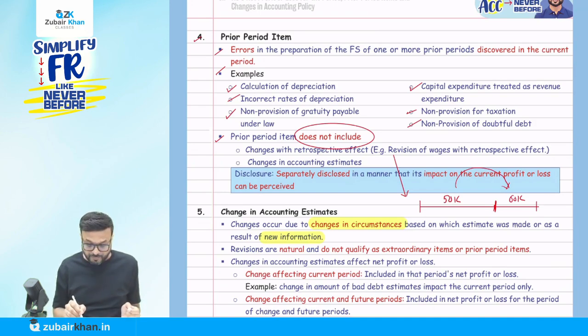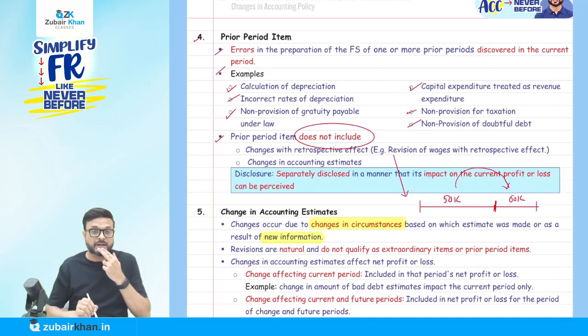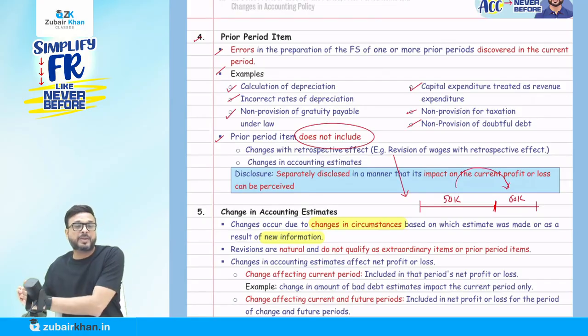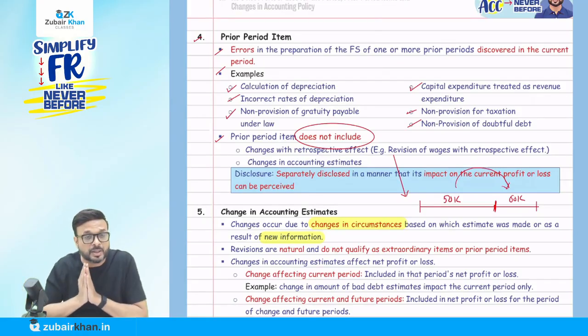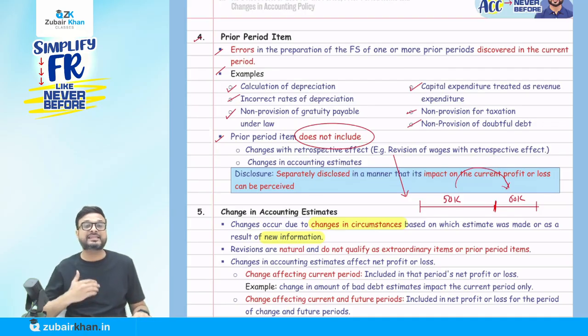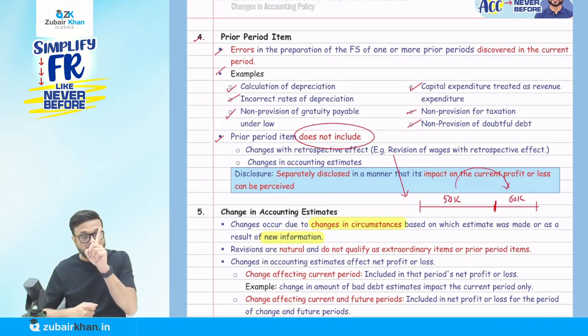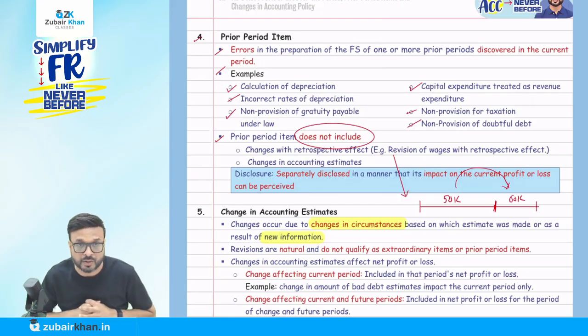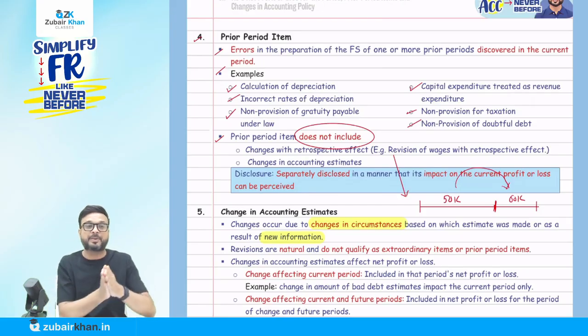It should be separately disclosed in a manner that its impact on the current year profit or loss can be perceived, same as an extraordinary item. So both extraordinary item and prior period item should be disclosed in my profit and loss account in such a manner that the impact on the current year profit or loss can be seen. So I can see how those prior period items and extraordinary items are affecting my profit and loss account. For an ordinary item of special nature, just write that it is separately disclosed in the P&L account. Don't write that the impact on the current year profit or loss can be seen; that is only for prior period items and extraordinary items.